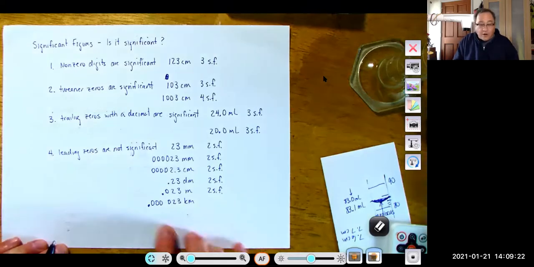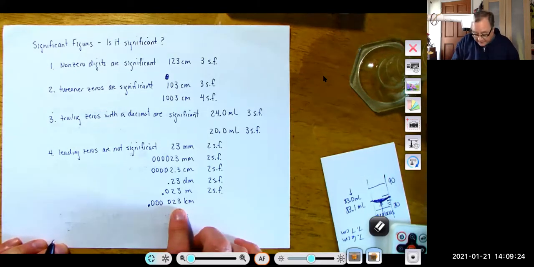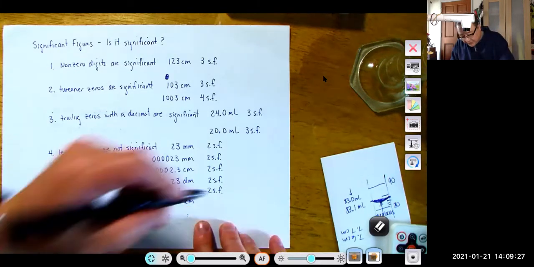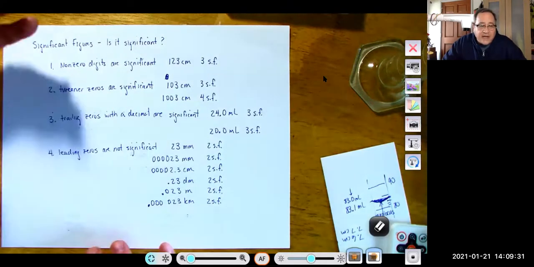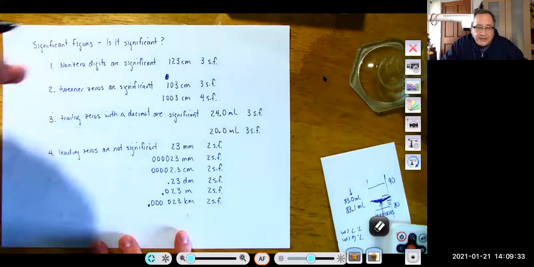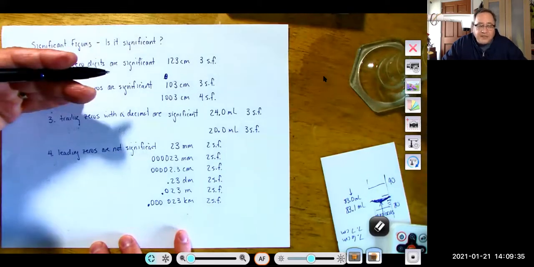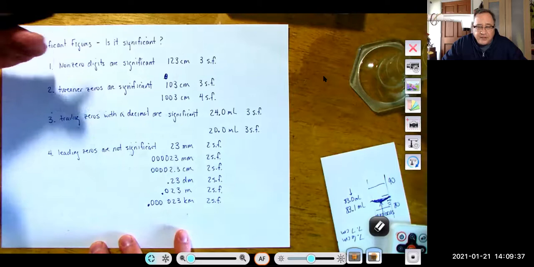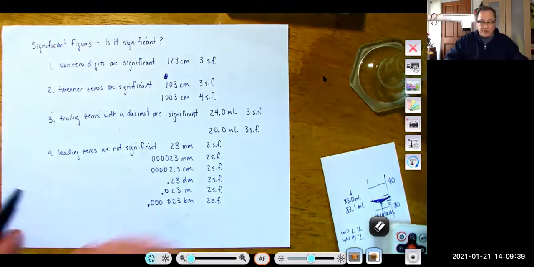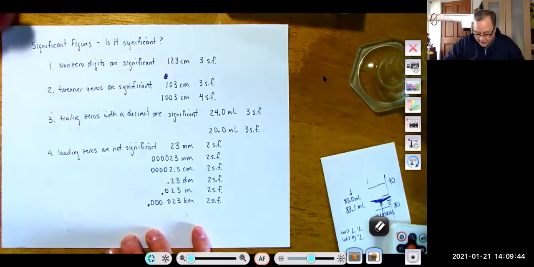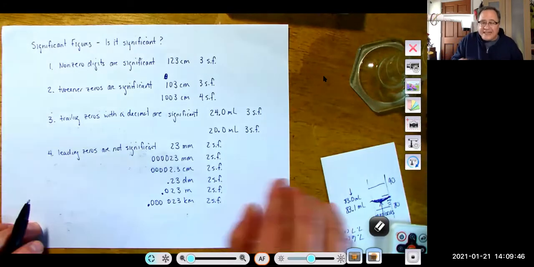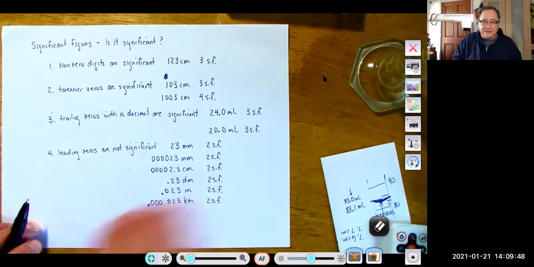And I can put 4 zeros in front of the 2, 3, make it kilometers, and it's still 2 significant figures. Scientists found out long ago that just by changing the unit, it doesn't help to change the number of significant figures. It makes things worse. So we don't change the number of significant figures just because we're changing the unit. And so that means all leading zeros are not significant.